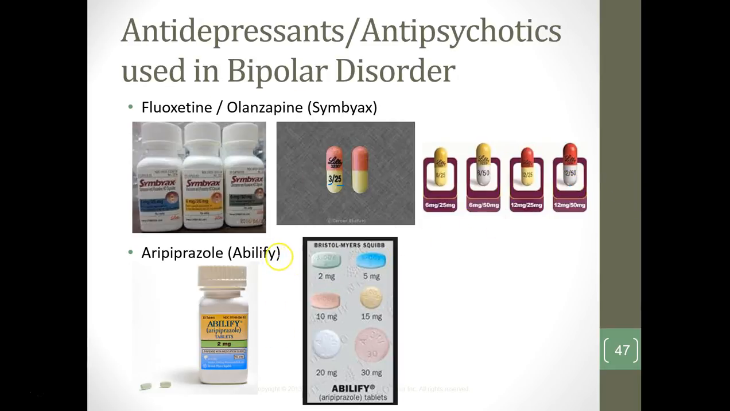And then we use the antipsychotic drug aripiprazole, which is Abilify. And Abilify comes in tablet form, and I have a photo there for you to see the different colors and shapes of Abilify. Okay, that is chapter 6, treatment of depression. Now it's time for questions.